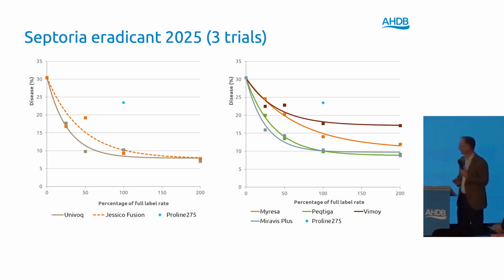So that's the fenpicoxamid and pidiflumetamide, dose for dose. Very hard to separate on what we saw last year. And Myrisa and Vimoy also providing a good level of control, but perhaps not quite at the same level of activity as we're seeing from those other two. And over on the left, Univoc and Jessico Fusion. Again, the points touching the lines from each other, I think you'd probably struggle to separate them on that information, but both performing very well.